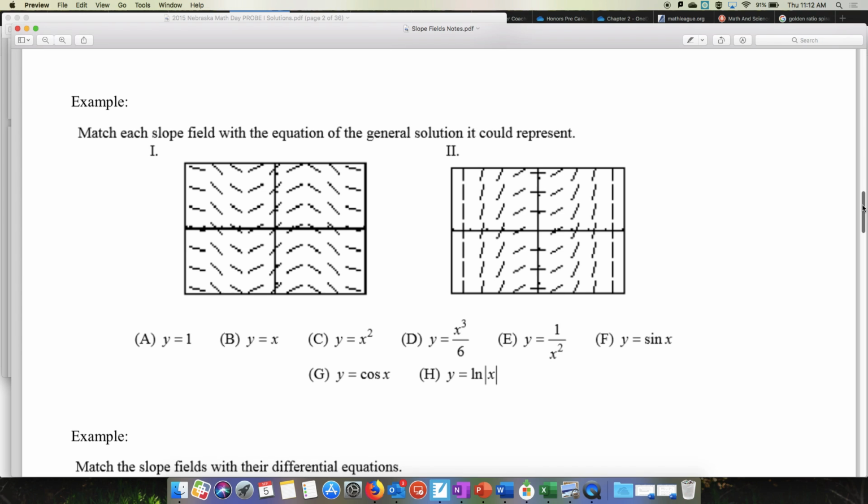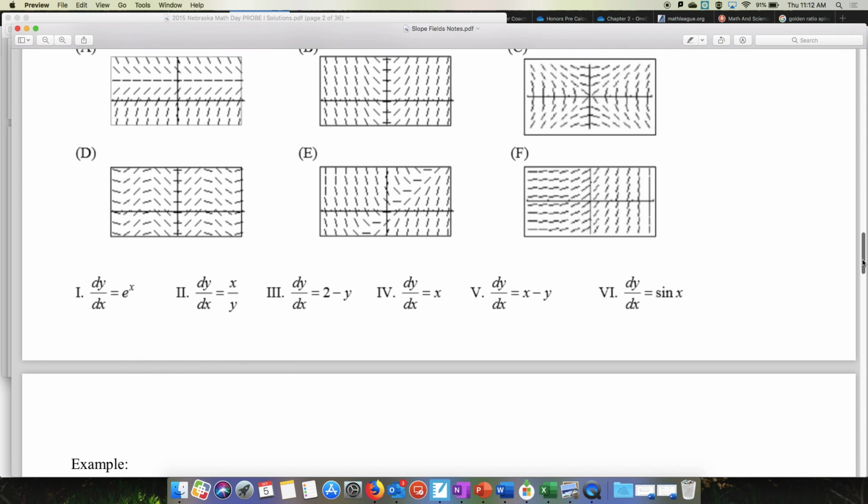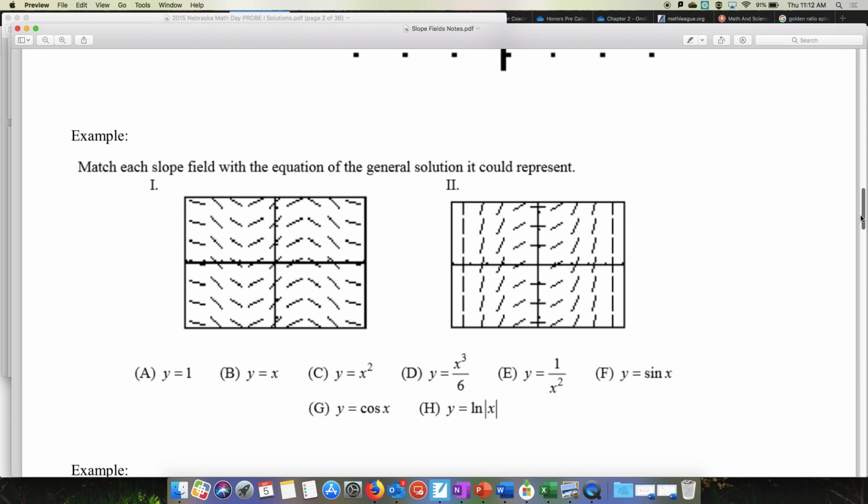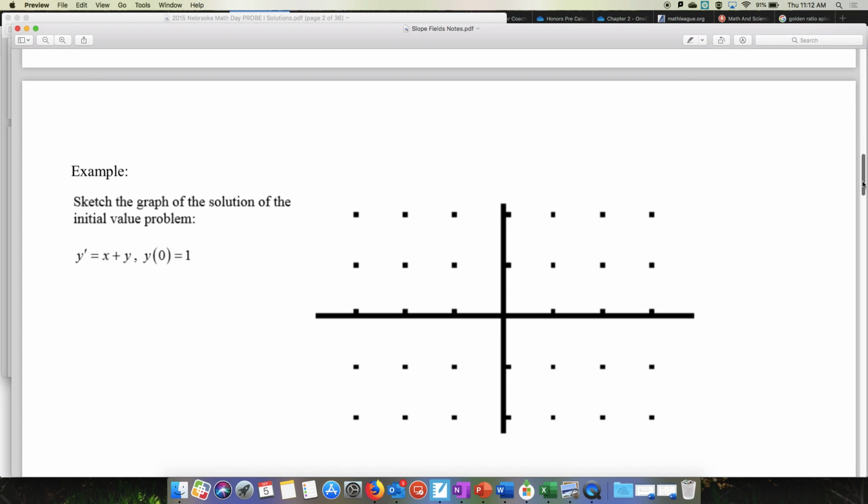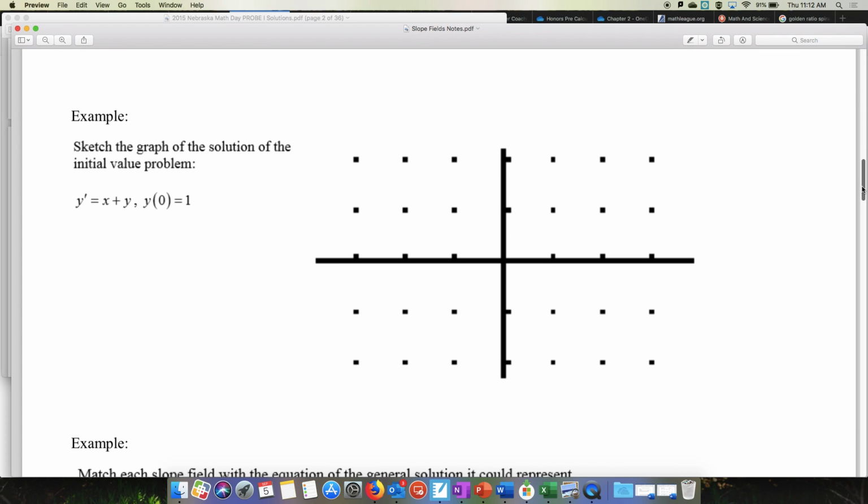Okay, now there are two different matching pieces on this piece of paper. Here I'm matching potential solutions. Here I'm matching their differential equations. So remind me, oh man, I forgot I have to erase everything. What did our slope field represent?